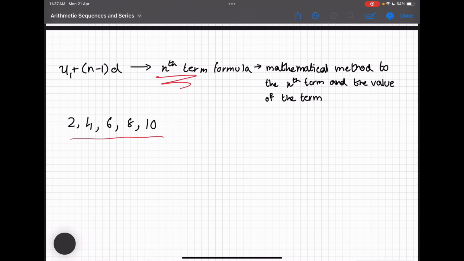This formula is in your IB data booklet, so you won't have to memorize it. So it goes un, which is the nth term, is equal to u1, which is the first term, plus n minus 1 times d. As we discussed before, u1 is the first term, d is the common difference, and n here will refer to the term number you're trying to find. So if you want to find the third term, you'd sub in n is equal to 3.